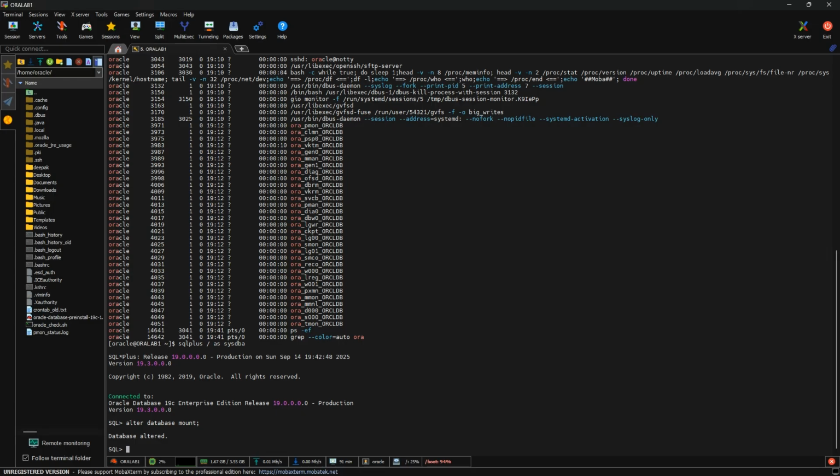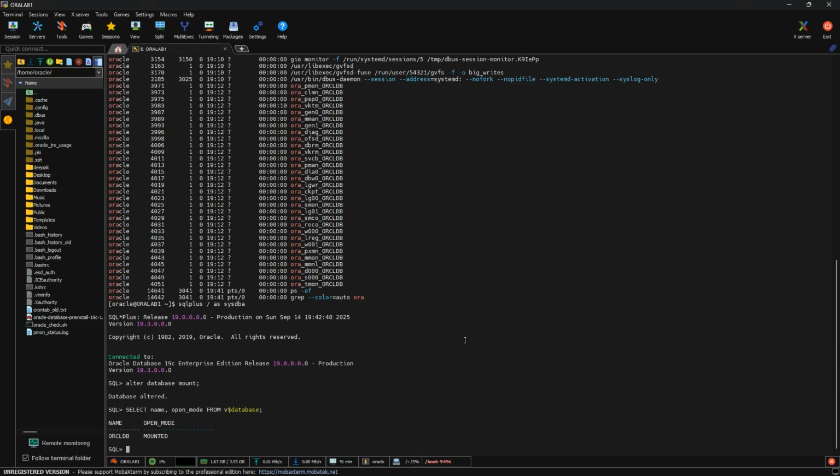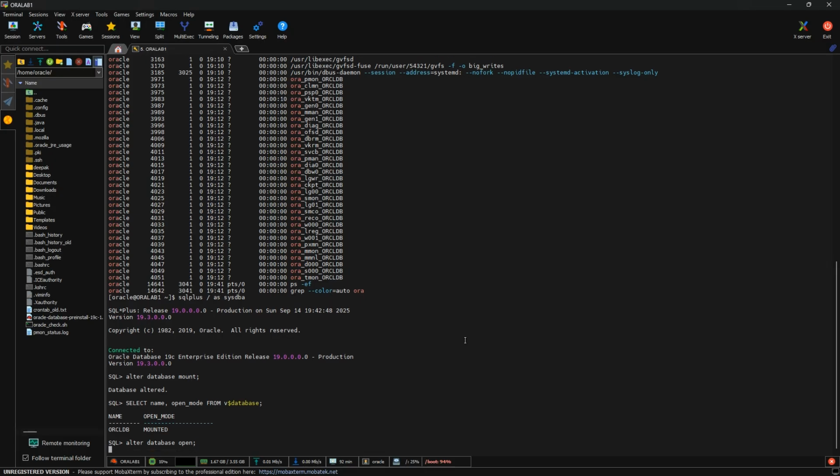Okay, so what is the next state? You need to open the database, right? So before that, I'll just quickly query the open mode. What is the open mode? It is in mounted state. So now the same command, alter database open. Okay, earlier we mounted, now we are trying to open. Earlier we only opened the control file. Now we are going to open the data files and redo log files.